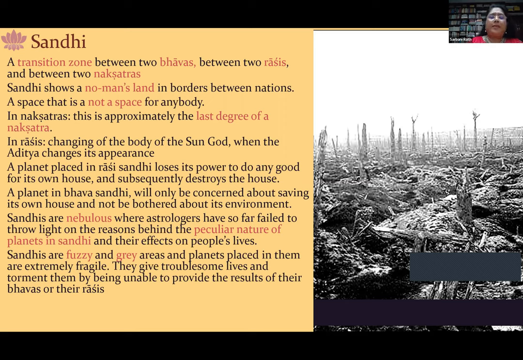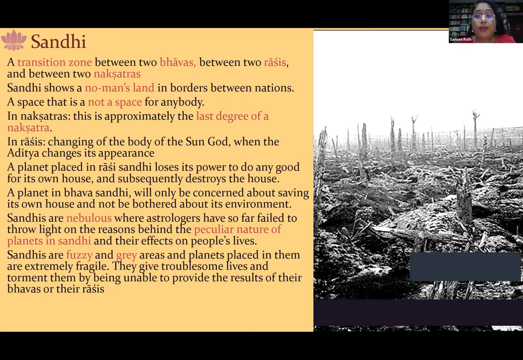So what are we getting from this? That Sandhis are very nebulous. They are very, very nebulous. And grahas in these sandhis between Rashis and Nakshatras have a very peculiar nature. And astrologers have so far not been able to throw light on this peculiar nature of planets. Hence, they usually stay away from discussing this topic. They stay very far away from discussing sandhis because it's difficult to judge, it's difficult to gauge, it's difficult to throw light, because planets assume a very peculiar nature, okay?